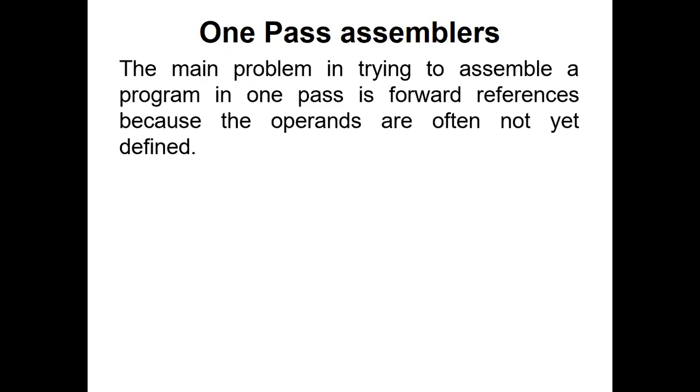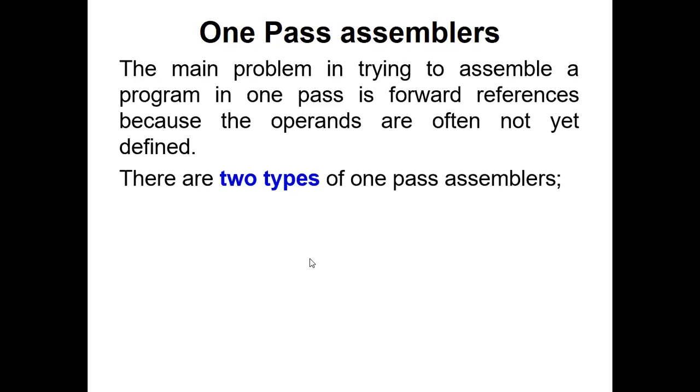So that is what we mean by forward referencing, meaning that you are trying to reference variables which are not yet defined. So you need to make the first pass just to define the variables. Remember, defining here means finding their addresses, and then you make the second pass. So what we are saying in the first bullet is that the main problem in trying to assemble a program in one pass is what we call forward references, because the operands are often not yet defined. Okay.